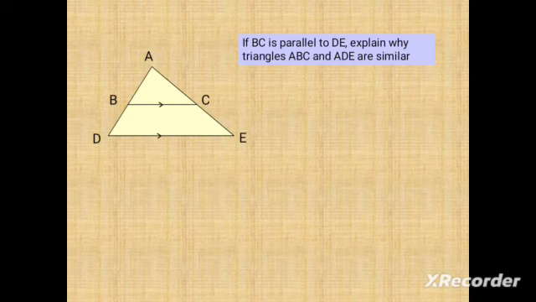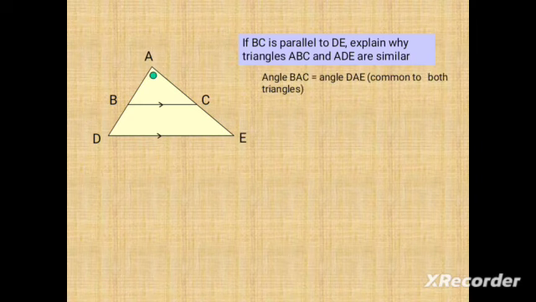So let's have an example so that we'll be able to see if we can use the previous concept on similarity and scale factor to answer this. If BC is parallel to DE, then explain why triangles ABC and ADE are similar. So from the figure below, we have two triangles which are similar, and that is ABC and ADE.